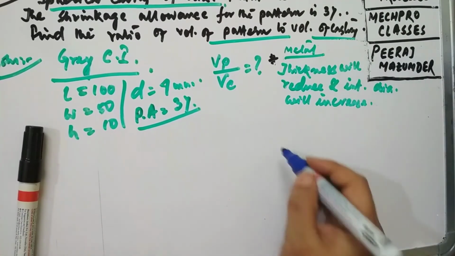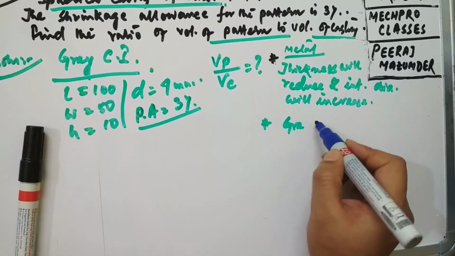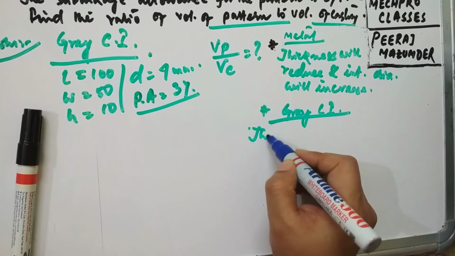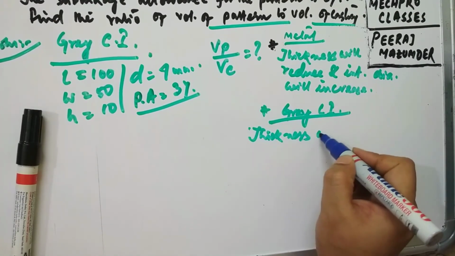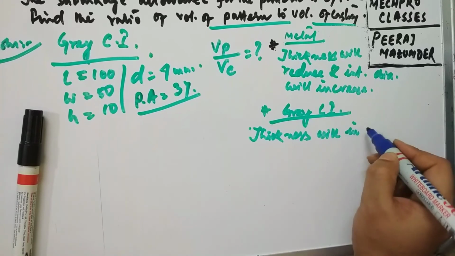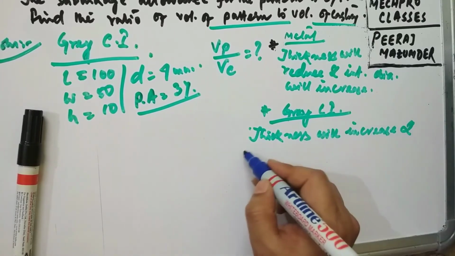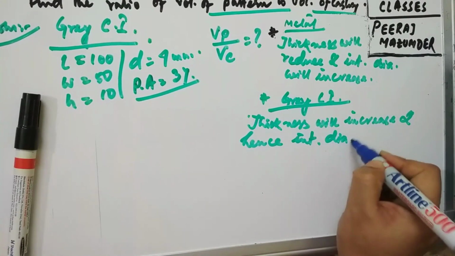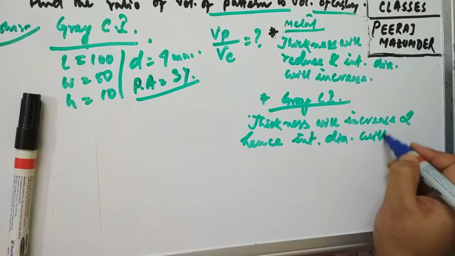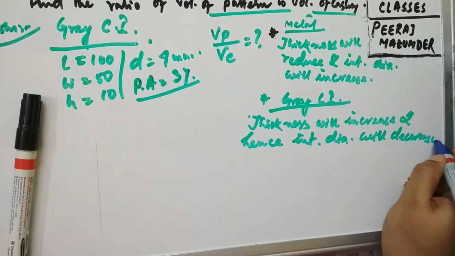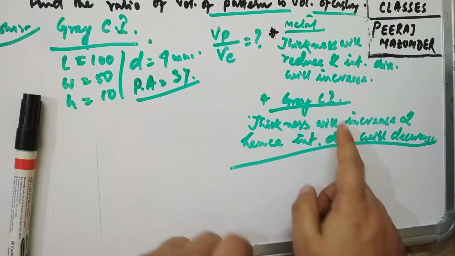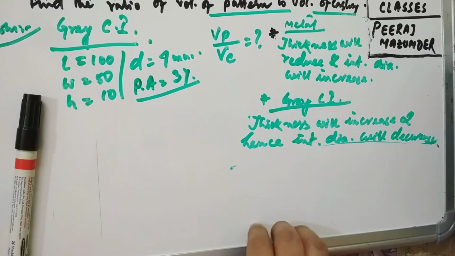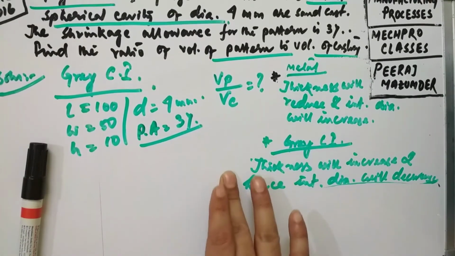And for grey cast iron, what will happen? Thickness will increase and hence internal dia will decrease. You have to keep in mind. That is the beauty of this particular problem. For grey cast iron, internal dia will decrease. If you remember this, this is a very easy problem for you.